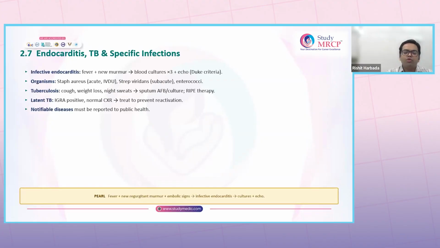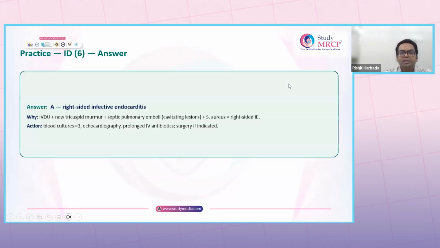tuberculosis. Now, tuberculosis and a lot of other diseases like infective endocarditis should be notified to certain public health organizations. Okay, so these are the illnesses which are actually going to be notifiable to the public health. Okay, you have to notify these diseases.